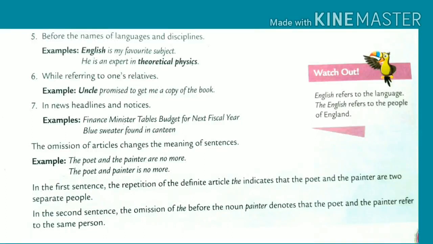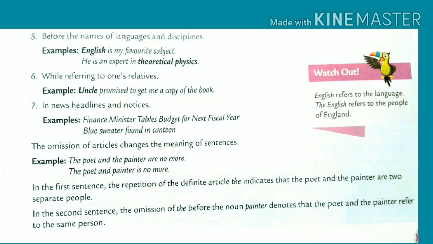Fifth one, before the names of languages and disciplines, we should not use an article. English is my favorite subject. We should not say "an English" or "the English". English is my favorite subject. He is an expert in theoretical physics. It is a discipline. We should not use any articles before these words.